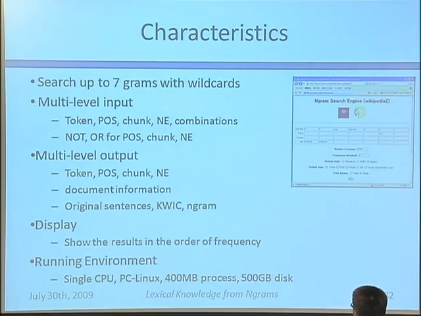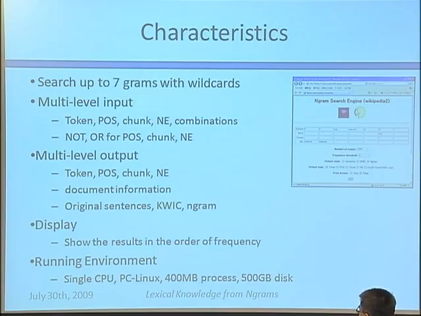Our search engine supports searching of up to 7 grams. It also supports some wildcard queries. And in terms of input, you can not only provide the token information, you can provide part of speech, chunk, and named entity. You can use a combination of all these 4 categories. And you can also provide the union and the intersection of part of speech and named entity.